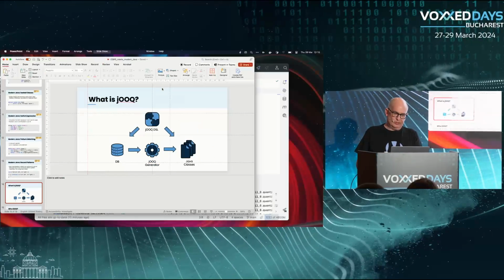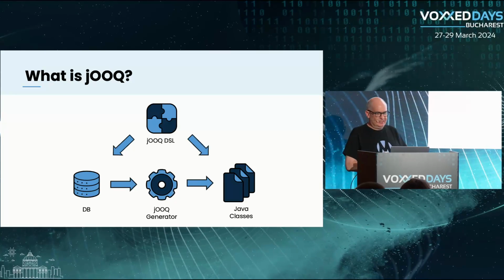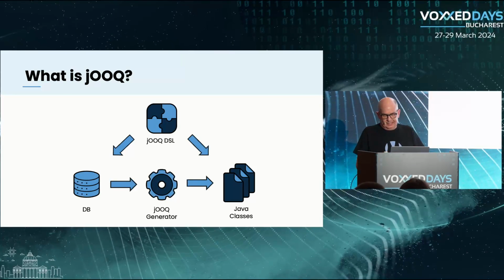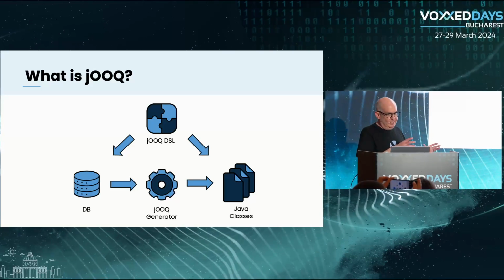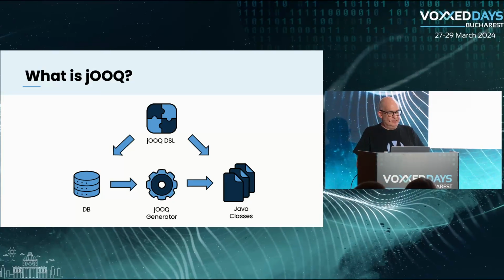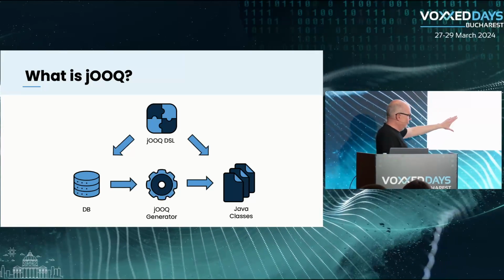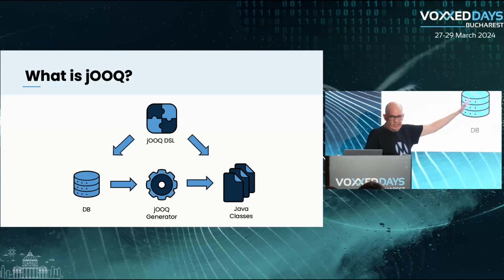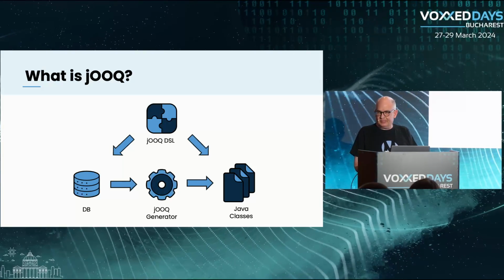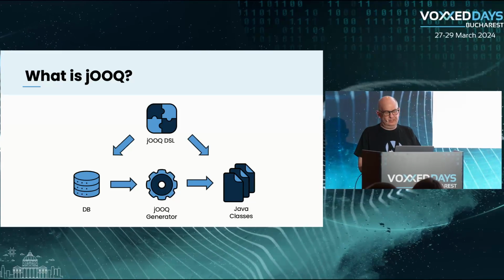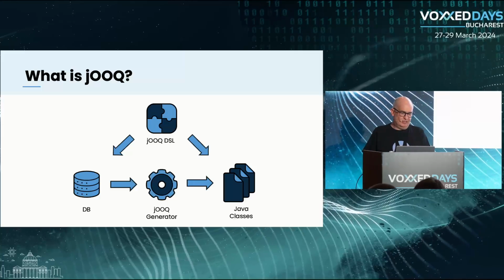But there's a tool that can do that, and the tool that I'd like to show you is called jOOQ. jOOQ stands for Java Object-Oriented Querying, and the idea is to bring SQL back in a type-safe way into Java. So that means we have such a structure here. For example, we have the database, and jOOQ has two parts. First of all, we have a domain-specific language, and this is more or less SQL in Java. So you can write SQL statements in Java.